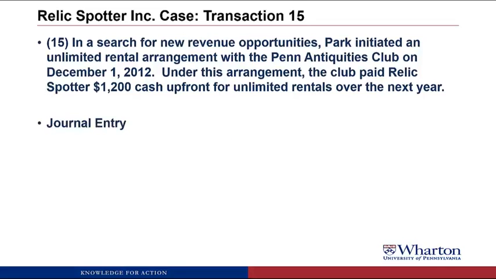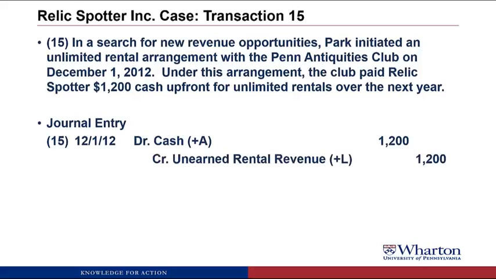Okay, the journal entry for this one, we are receiving $1,200 of cash. Cash is an asset. We increase an asset with a debit, so we're going to debit cash, $1,200. Now we have to think about what's the other part of this transaction. So we're getting the cash, and now we're obligated to provide rentals over the next year. That obligation is a liability, and it should be something called unearned rental revenue. Liabilities are increased through a credit, so we're going to credit unearned rental revenue to recognize this liability or obligation for $1,200.